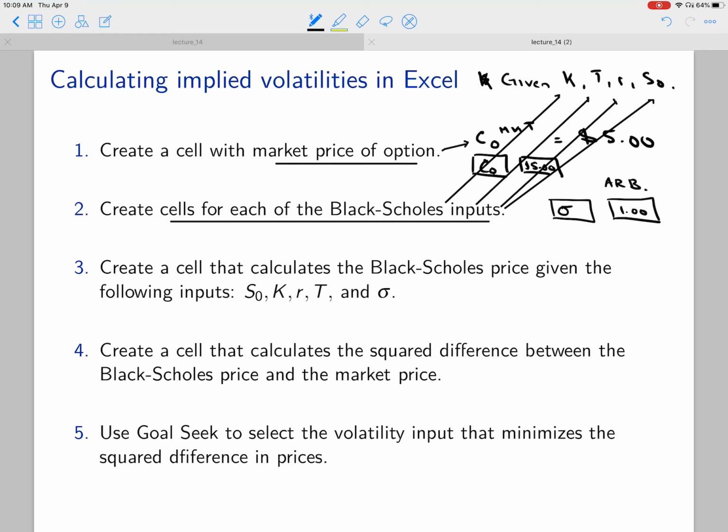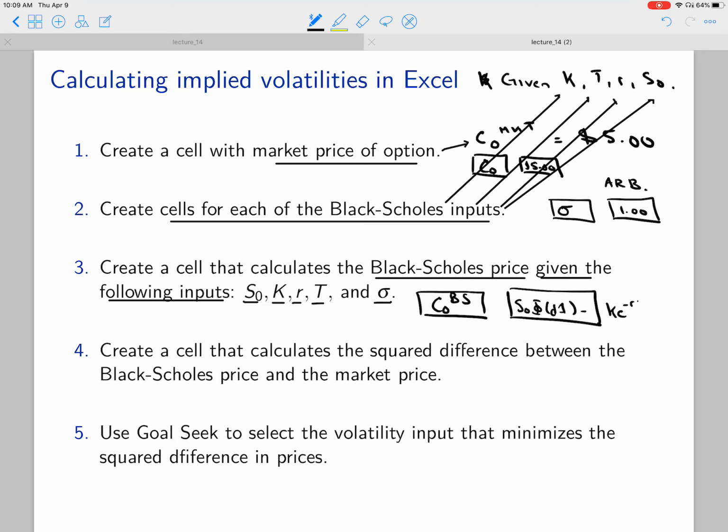market price. Then you create a final cell that does not hard code, but rather it's a formula cell that calculates the Black-Scholes price, either call or put option price, given the following inputs: the stock, the strike, the risk-free rate, the time to maturity, and the volatility. So you have a cell that's, say, C0 Black-Scholes, okay? And in this cell, you're going to have S0 times phi of D1 minus K e to the negative RT, phi of D2. But of course, you're going to plug in your values for D1 and D2. These are all going to be formulas.